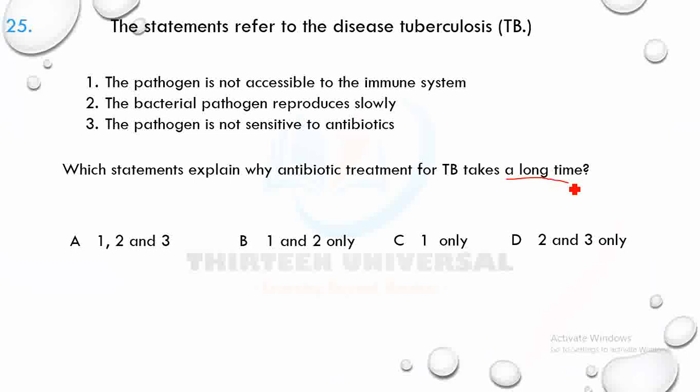That's terrible, man. Okay, let's look at it. The pathogen is not accessible to the immune system. So it has nothing to do with the immune system. I'm talking about antibiotics, not the immune system. The bacterial pathogen reproduces slowly. Yes, it's fastidious, and it's not sensitive to some of them. Right, D is the answer.